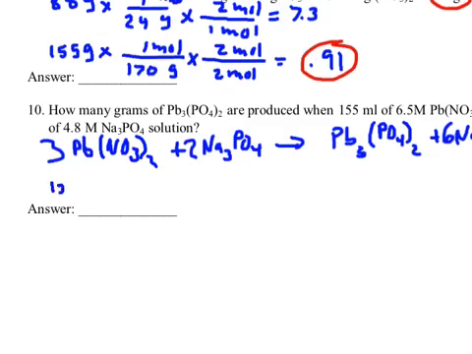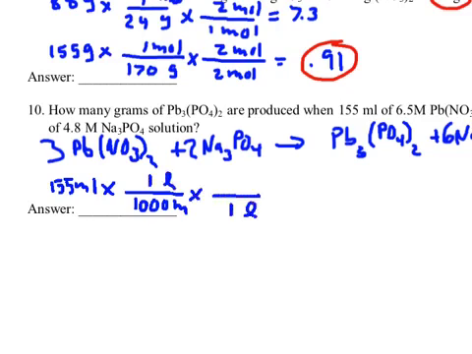I have 155 milliliters, and I don't want milliliters, so I'm going to put 1,000 milliliters down below, and I'll put 1 liter up above, and I would say 1 liter equals, now for the first one, for the lead nitrate, it's 6.5 moles. So that means I have 1.00 moles.